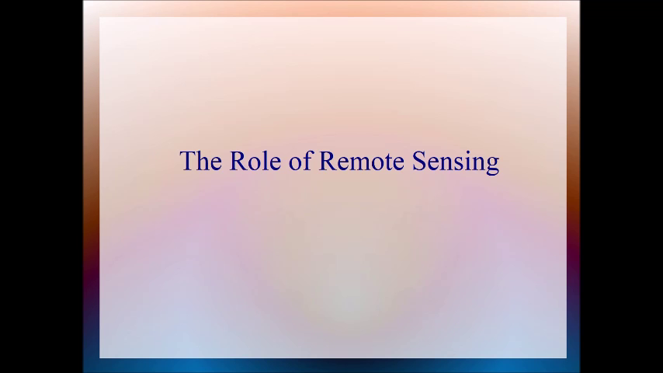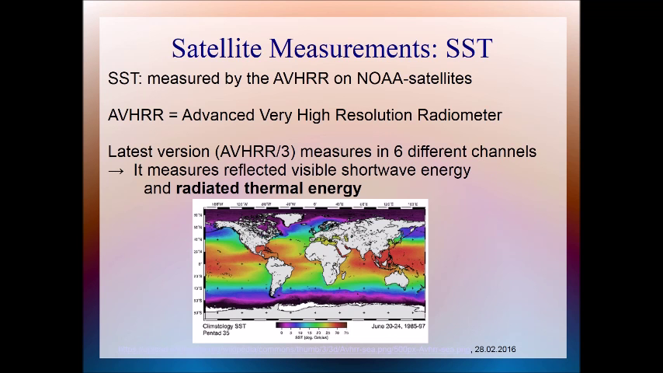At first, I'll talk about the sea surface temperature. It can be measured by the advanced very high resolution radiometer. This is part of the more recent NOAA satellites, like the NOAA-19. The AVHRR measures reflected visible and near-infrared energy, and also the radiated thermal energy. This is important for our sea surface temperature measurements.